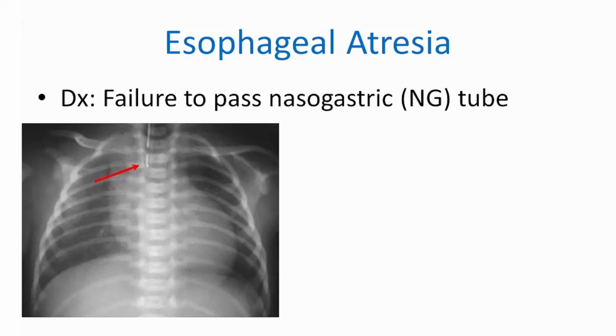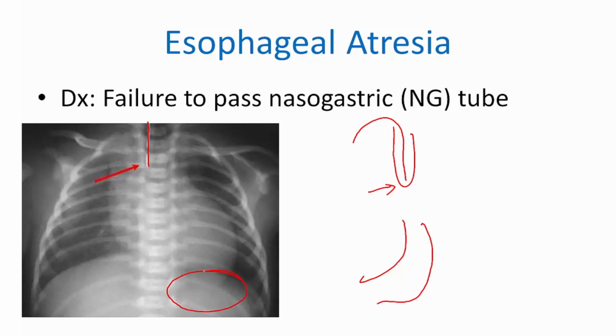To diagnose an esophageal atresia, we need to pass a nasogastric tube down the esophagus, and because we have a blind pouch, the nasogastric tube cannot go further, and we will not see it in the stomach. So let's look at this chest x-ray here on the left. We see the nasogastric tube, and it is nowhere near the stomach here on the bottom right.